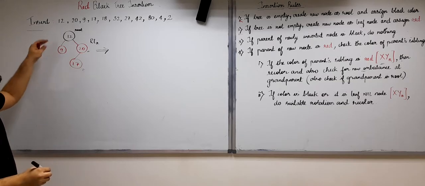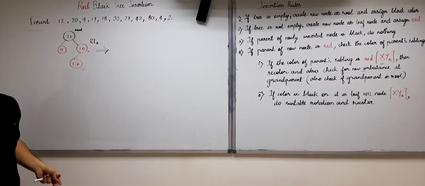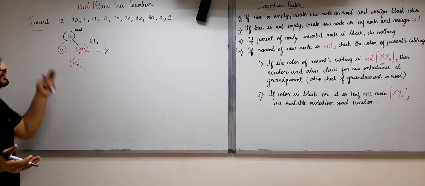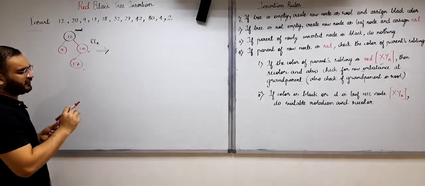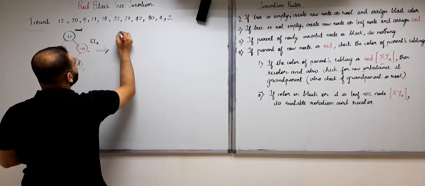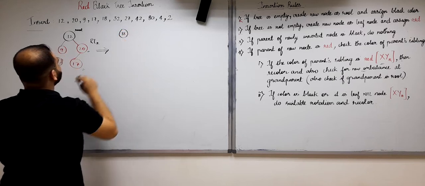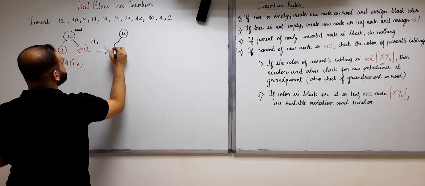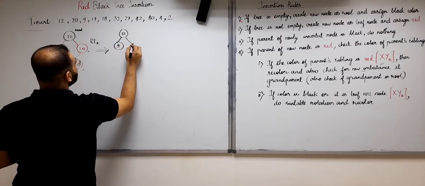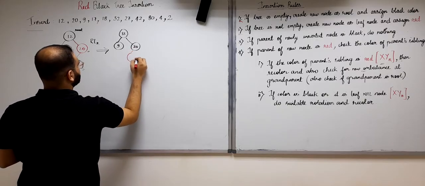In that case, we have to recolor all the relatives, but we actually can't recolor the root because the root will change its color from black to red, but that's not possible. In case of a red-black tree, the root should always be black. We have learned that property in the first video itself of red-black trees, right? So now we cannot color this as red. This will remain black because it is the root, but the rest of the two elements will change their color from red to black, right?